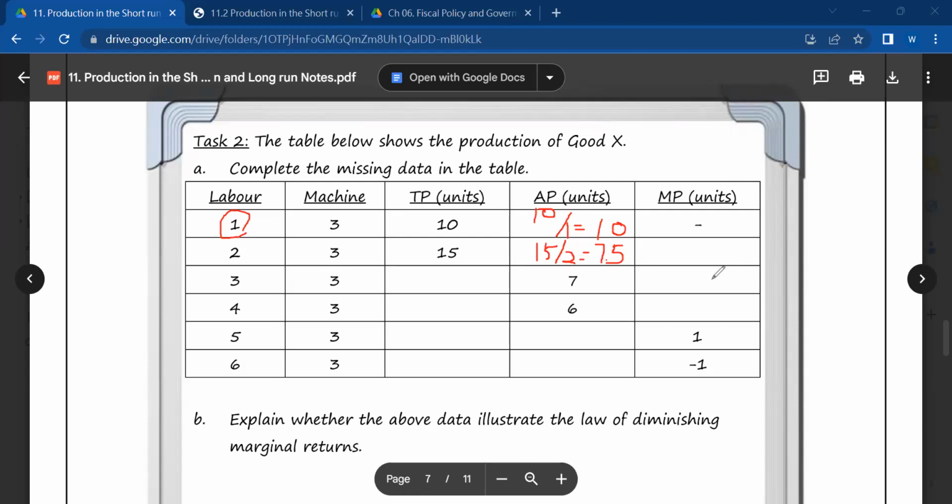15 minus 10, yes, very good. Remember how to calculate the MP: it is the total product of this unit minus the total product of the last unit. So 15 minus 10, and the answer is 5. Okay, very good.